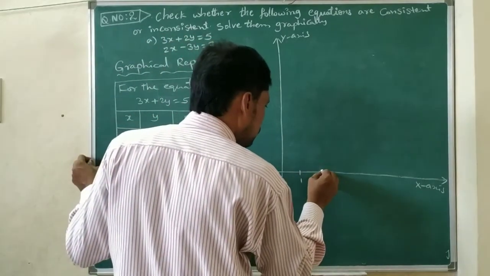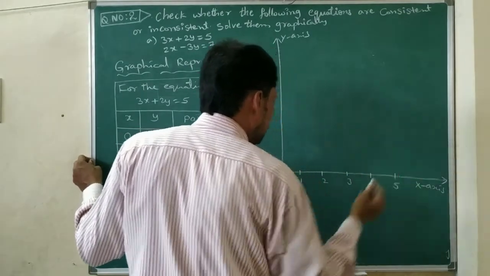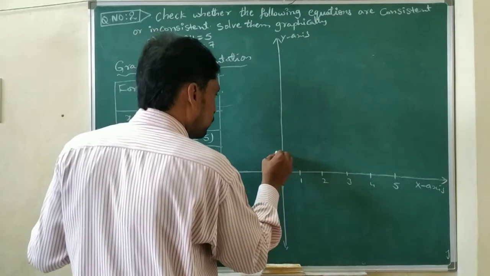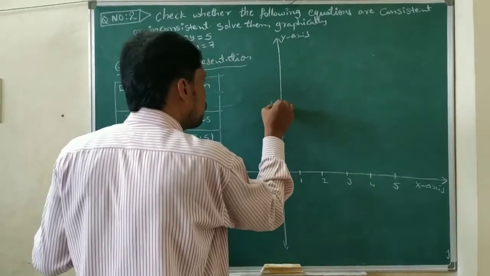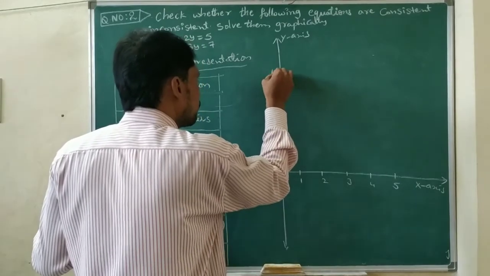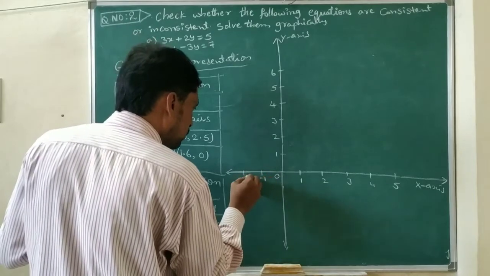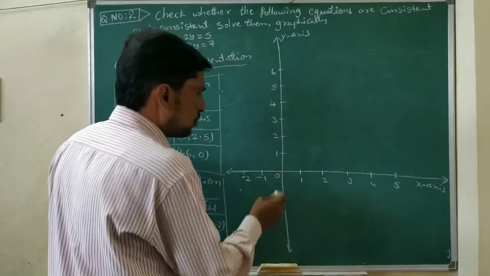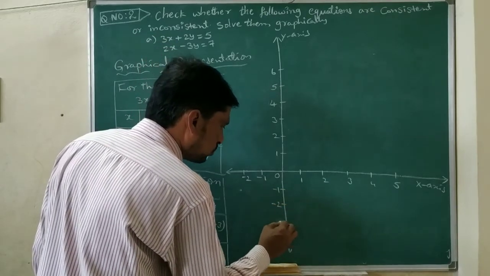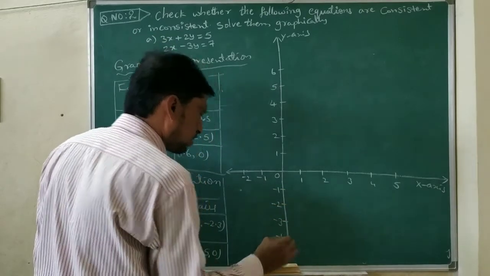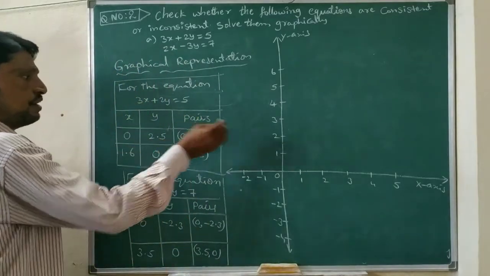Now 1, 2, 3, 4, 5 like that I took. On y-axis positive direction 1, 2, 3, 4, 5, 6. In the left side of the 0 it becomes -1, -2. So 0 below values are -1, -2, -3, -4. Now for first equation, pairs we need to plot.